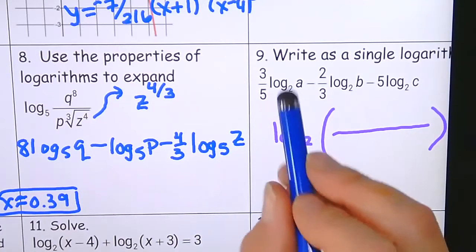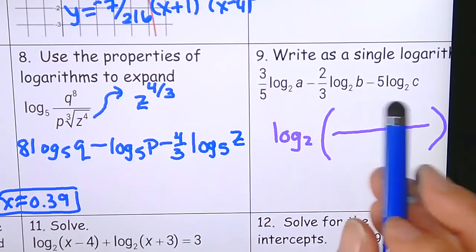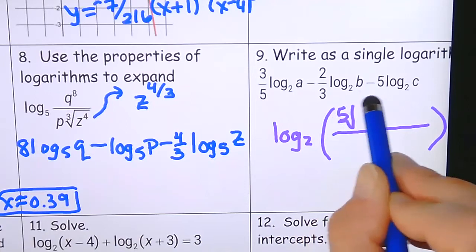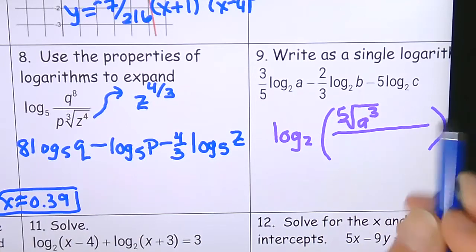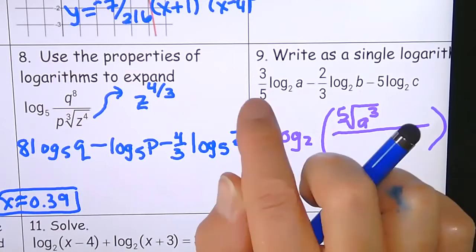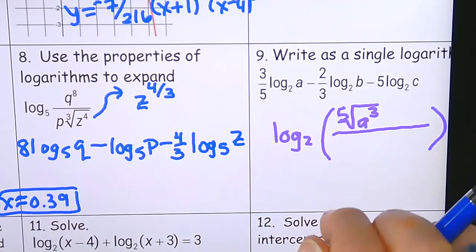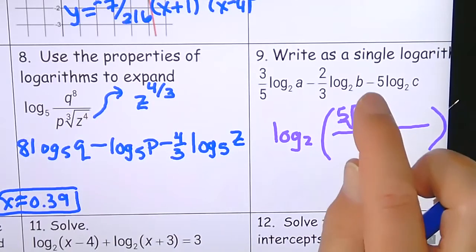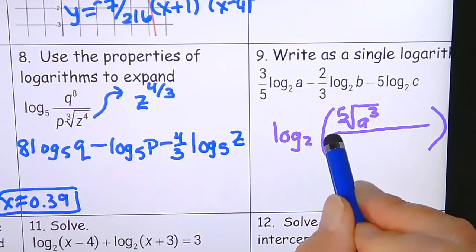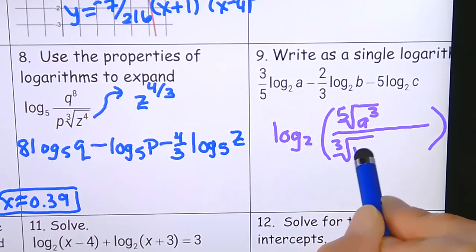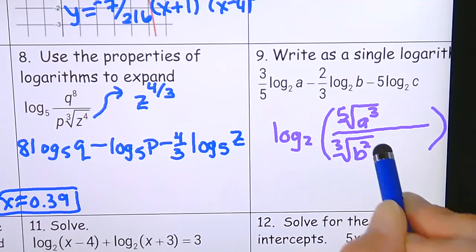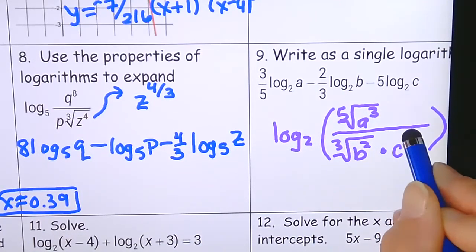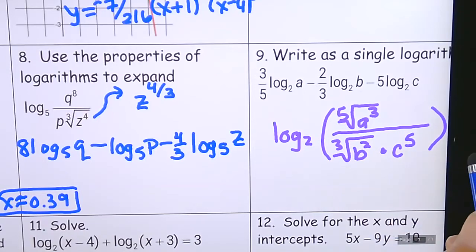Now, remember, 3/5 is going to be the power of a, but you can write that as the 5th root of a to the 3rd. Again, 3 is the power, 5 is the index. This is a minus, so it's going to be on bottom, and 2/3 is going to be the power of b, which means I'm going to have the cube root of b squared times, and this is also going to be on bottom because of the minus, c to the 5th, and that's your answer.